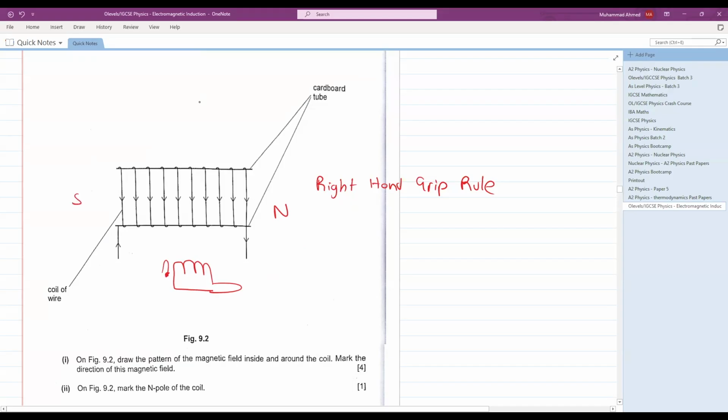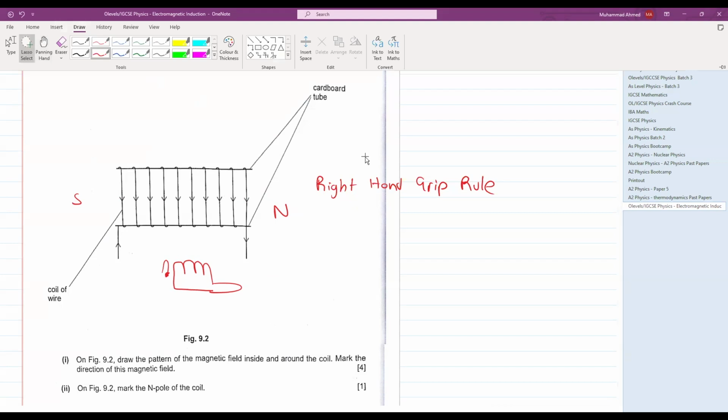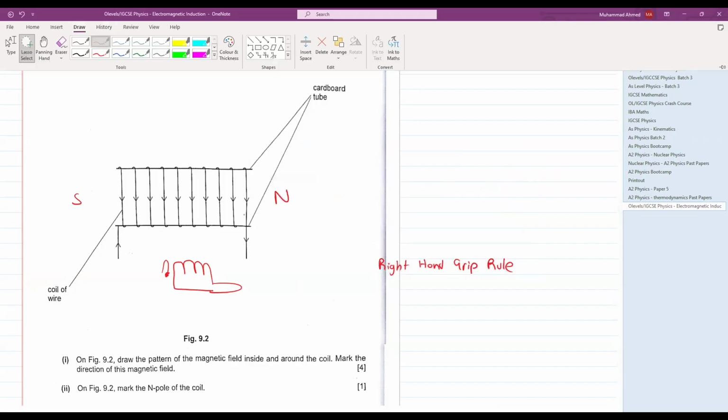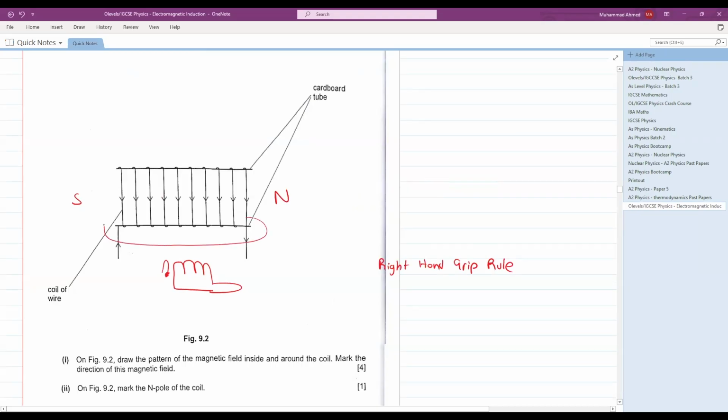Now, how will the magnetic field lines be plotted here? Once I have stated that right hand side is north, left hand side is south, how will I plot the magnetic field lines? Very, very easy. Magnetic field lines emit from the north and go into the south like this. You mark the direction as well, and make sure that you draw the field lines inside the solenoid as well, emitting from the north and going into the south.